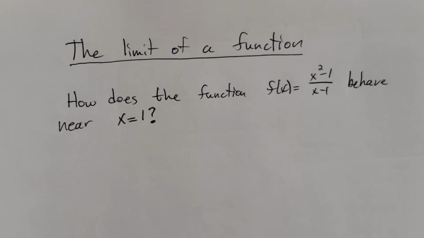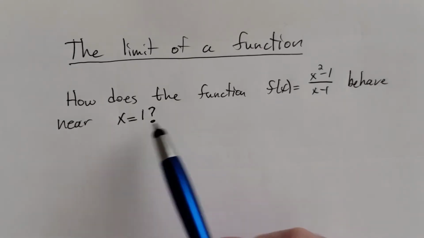In this video, we are going to discuss the idea of the limit of a function, and we will informally define what that is very soon. But as a leading question, I want to ask, how does the function f of x equal to x squared minus 1 over x minus 1 behave near x equals 1?